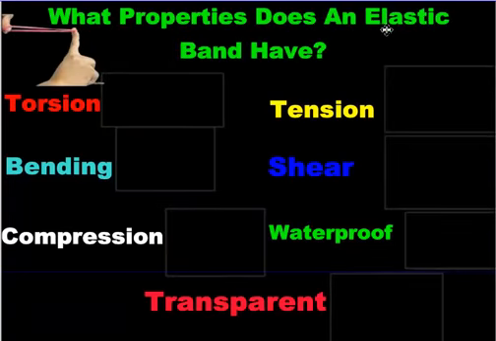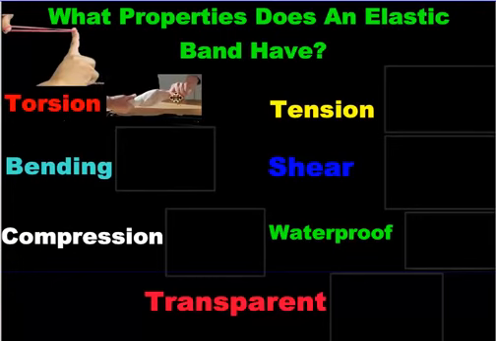Let's look at what properties an elastic band has. By the way, you need to memorize these properties. You need to be very comfortable using these words. Now, an elastic band, does it have torsion? Can you twist an elastic band? Remember torsion? Yes, you can. You can twist an elastic band, so it's got some torsion.